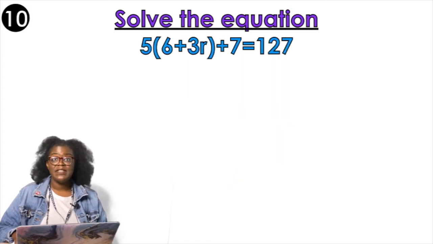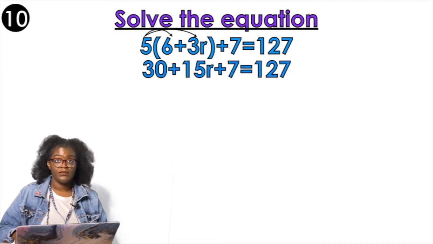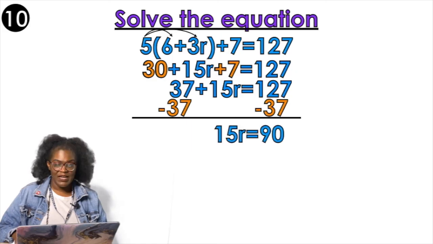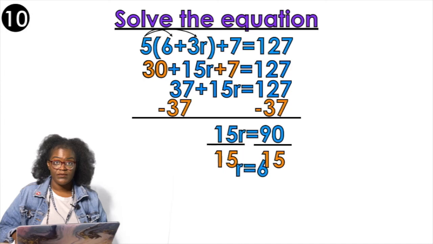Okay, last one, same thing. Combine both skills. First distribute. Combine your like terms. Now we're back to a regular two-step equation. Move the constant. Divide by the coefficient. And you're done.